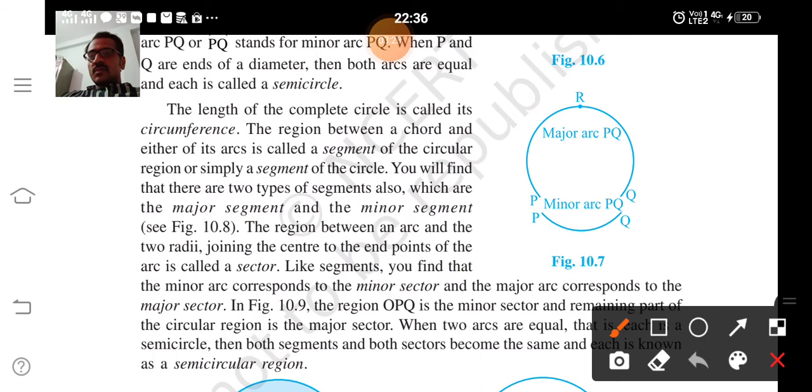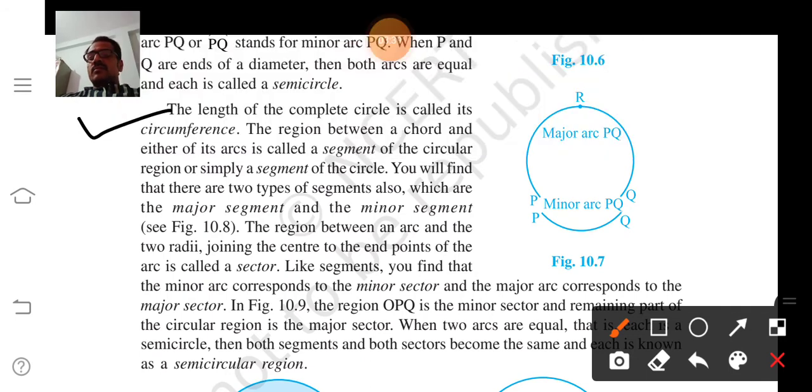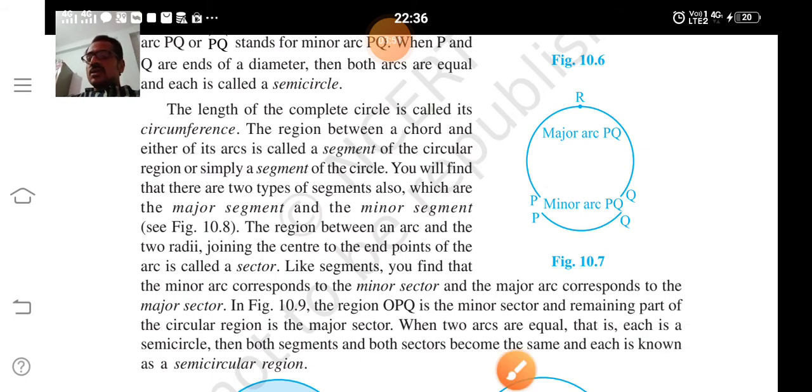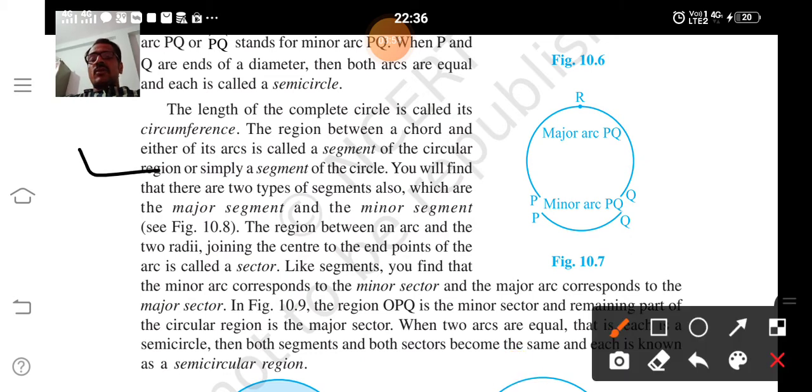The length of the complete circle is called its circumference. The region between a chord and either of its arcs is called a segment. Underline the definition: region between a chord and either of the arcs is called a segment, or simply a segment of the circle. You will find that there are two types of segment also, the major segment and the minor segment.